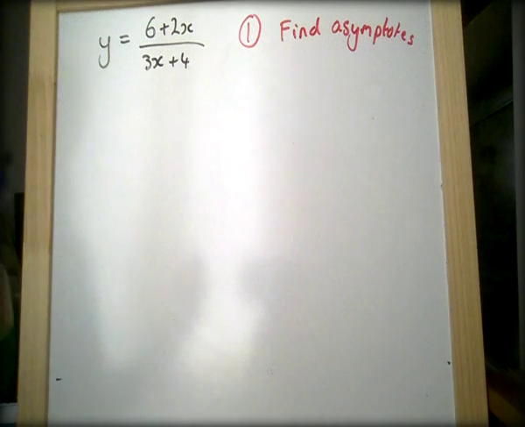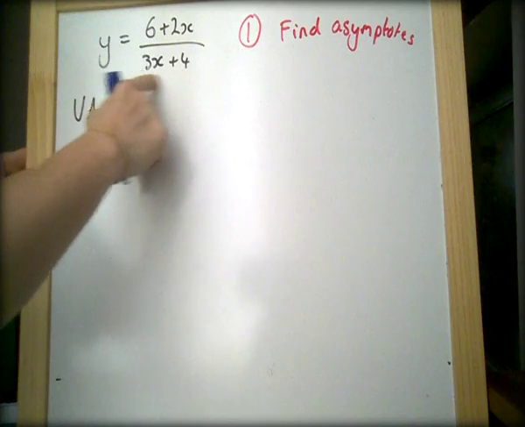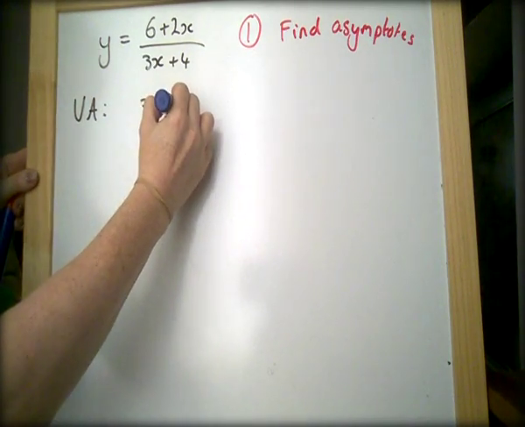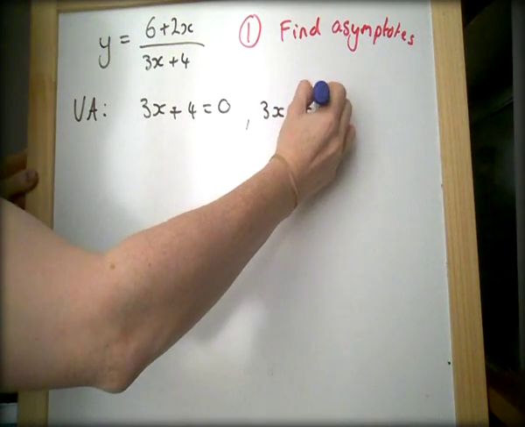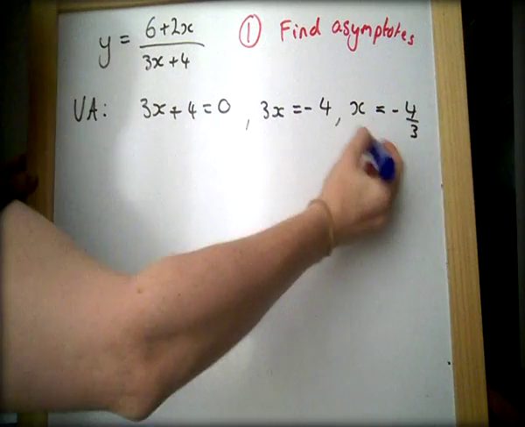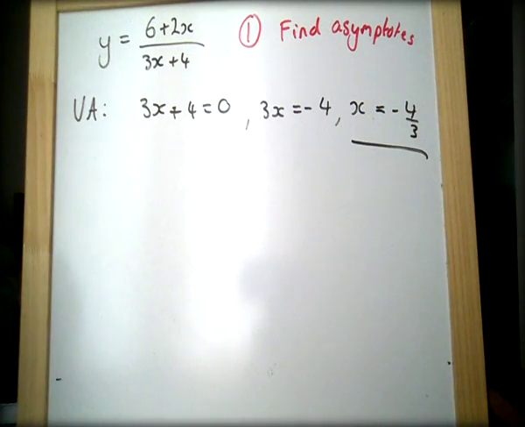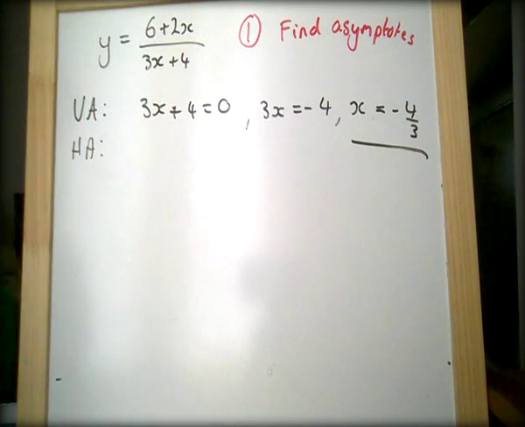So, how did we find the vertical asymptote? We can abbreviate that to VA. We said it was when the denominator equals 0, so we can rearrange that to get x equaling minus 4/3. Now to find the horizontal asymptote.